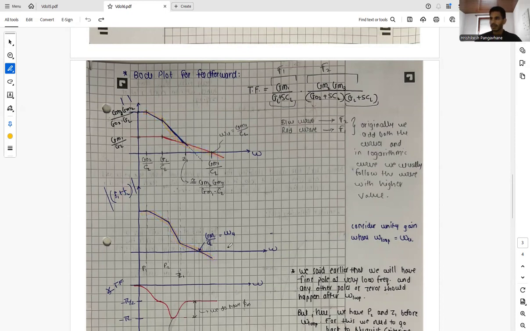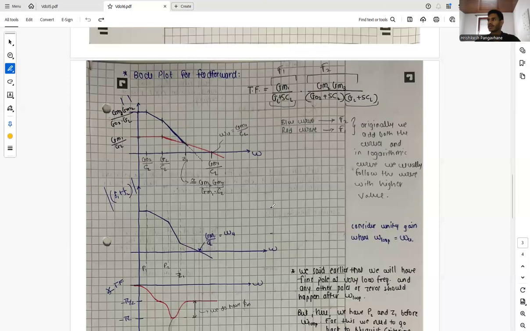When we say that we have our P1 at this point and P2 at this point, this is where we can see that the curve shifts from minus 40 dB per decade to minus 20 dB per decade. This is roughly where the zero will lie, and this is where our GM1 by CL, which is our omega u loop, will lie. We can see over here that we have plotted two curves and then taken the sum of them, and this is our complete transfer function. Here we are considering unity gain feedback, where omega loop is basically omega u, with k equal to 1.